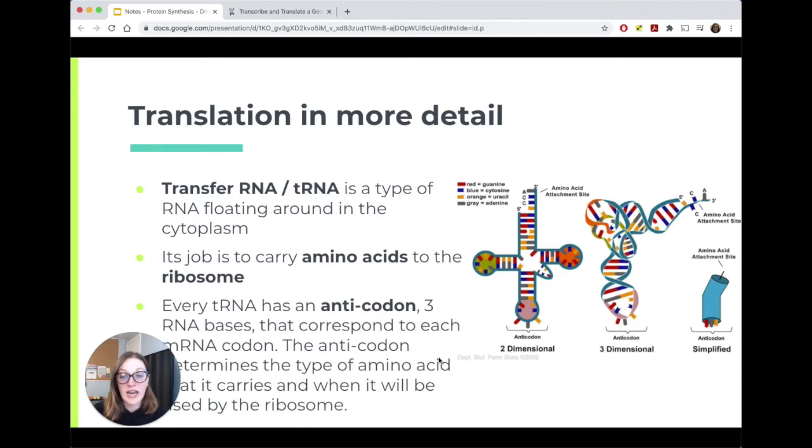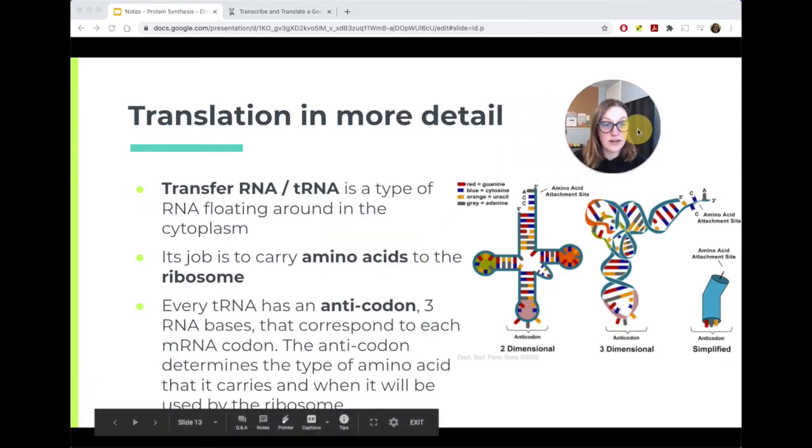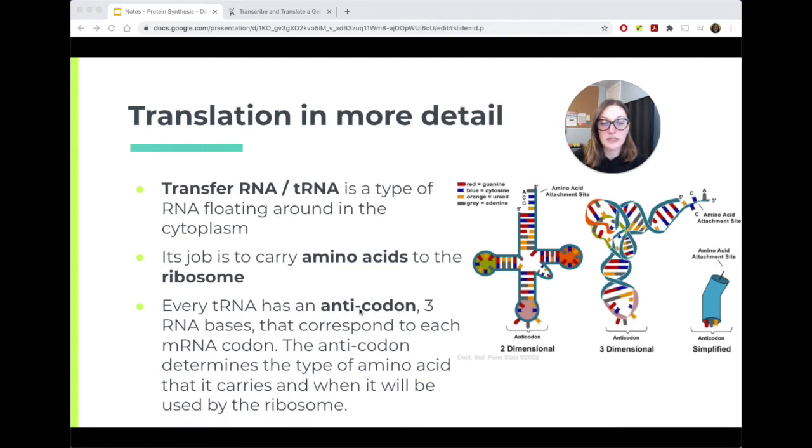Every tRNA has an anticodon. Remember, the prefix anti means opposite. So the anticodon is 3 bases of RNA on the tRNA that correspond to the mRNA codon. And the anticodon will determine the type of amino acid that it carries, and therefore when it will be carried to the ribosome to be used to build a protein.